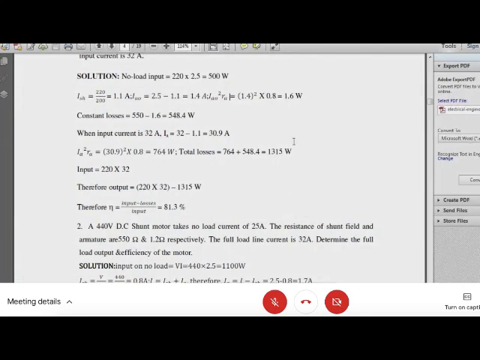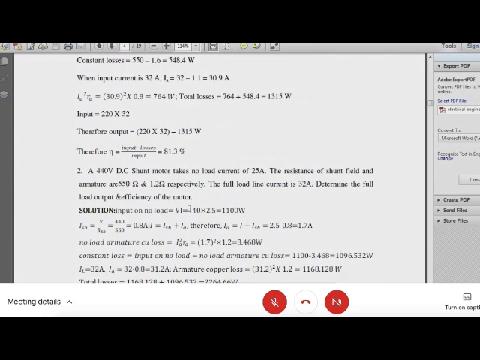220 into 32 minus 1315 watts. Now I can calculate efficiency as input minus losses, which is output, divided by input. So that comes to 81.3%.